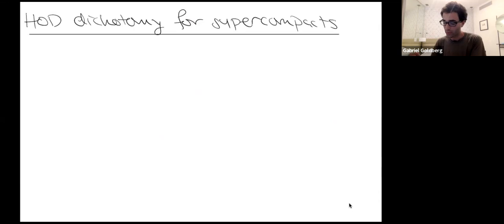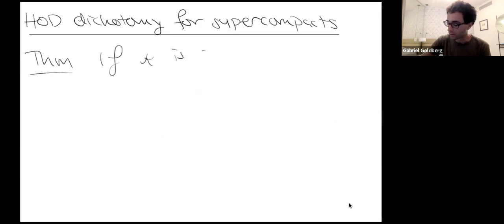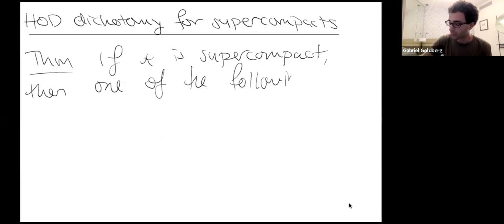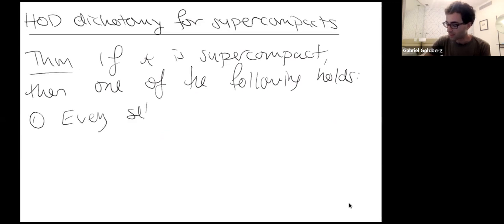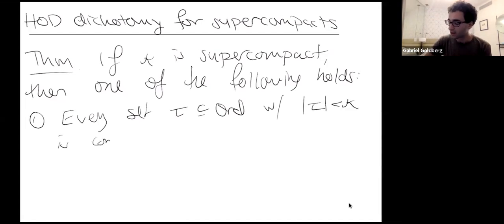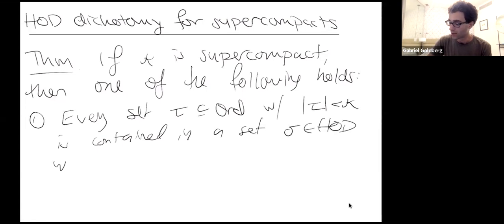So remember, what is it that we want to prove? The theorem is, well, what I'll actually show is if kappa is a supercompact cardinal, then one of the following holds. One is that every set tau contained in the ordinals with tau of size strictly less than kappa is included in a set sigma in Hod with cardinality of sigma less than kappa. So it's this covering property for less than kappa sized subsets of the ordinals.